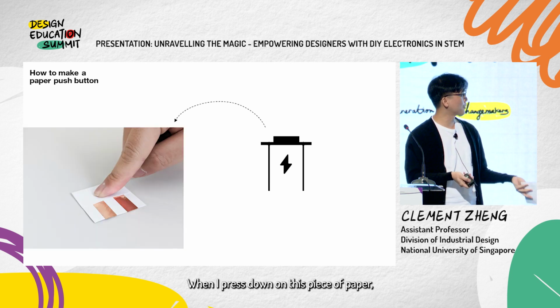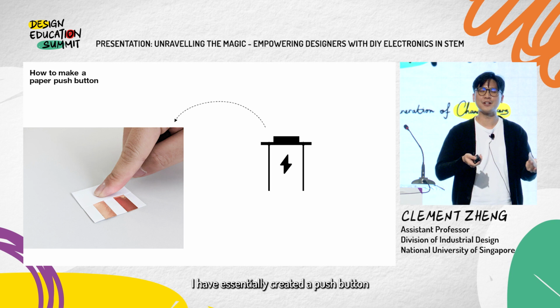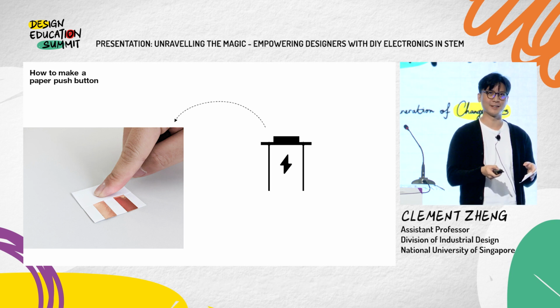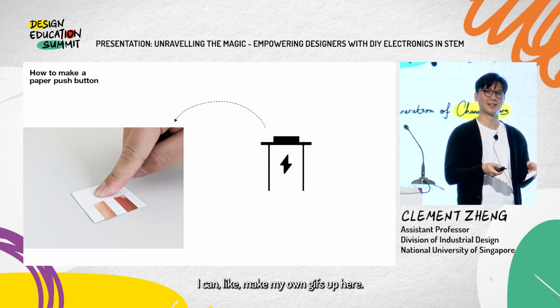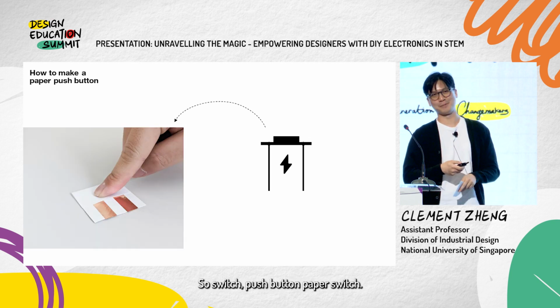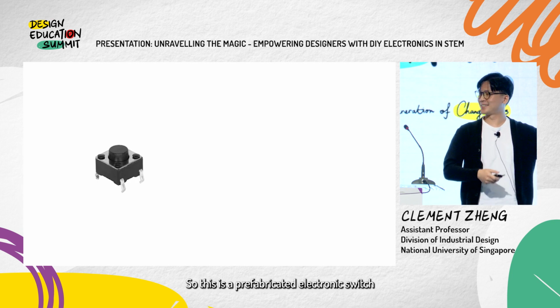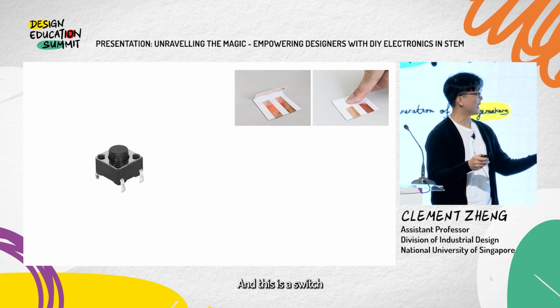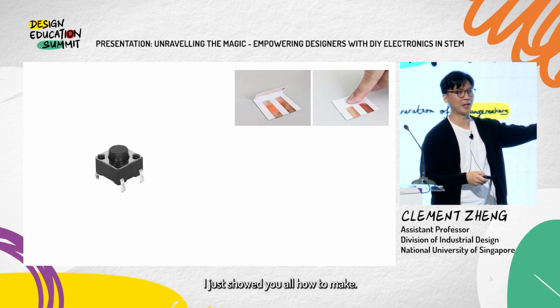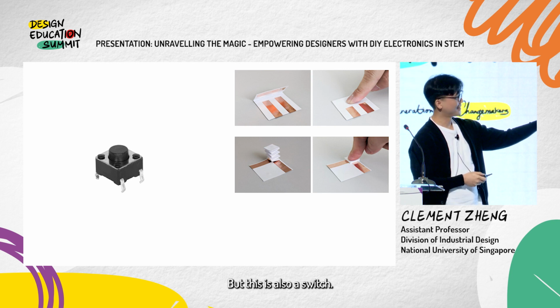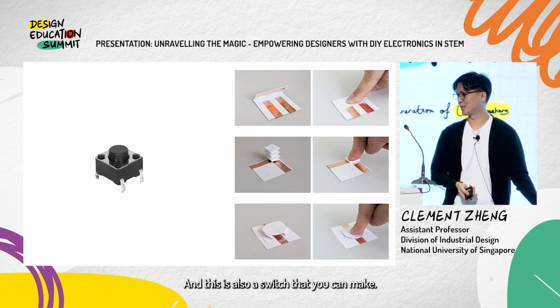When I press down on this piece of paper, I have essentially created a push button that closes the electrical contacts. So open, close. I can make my own gifs up here. Switch, push button, paper switch. This is a prefabricated electronic switch that you'll find in your electronic devices. And this is a switch that I just showed you all how to make. But this is also a switch, and this is also a switch that you can make.